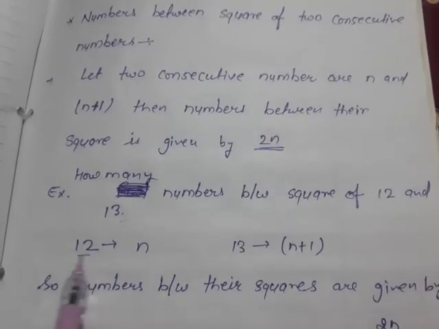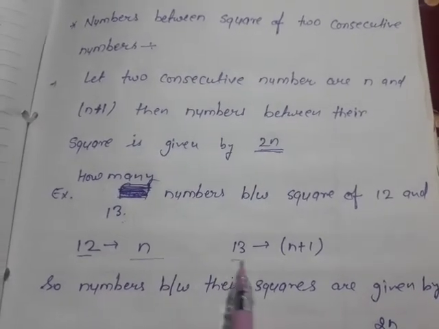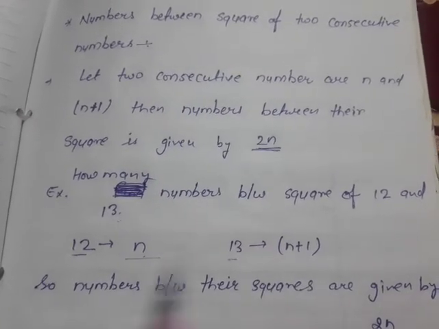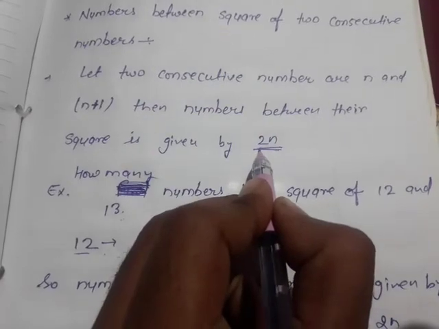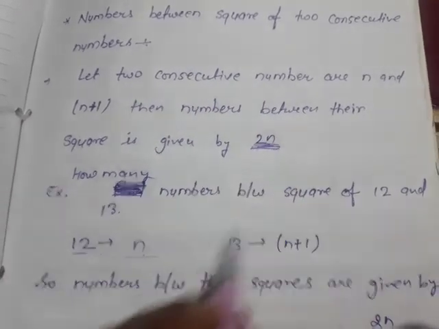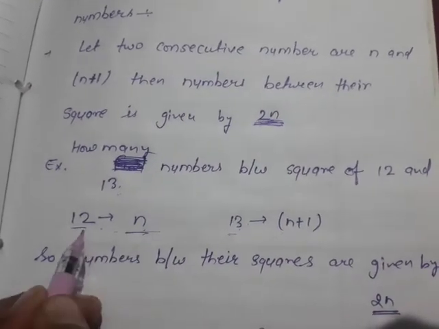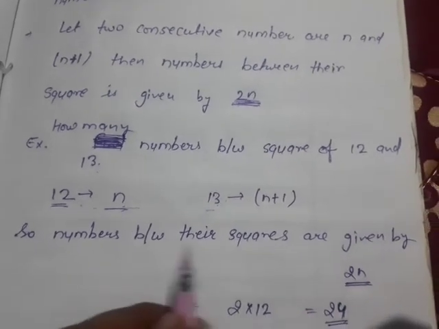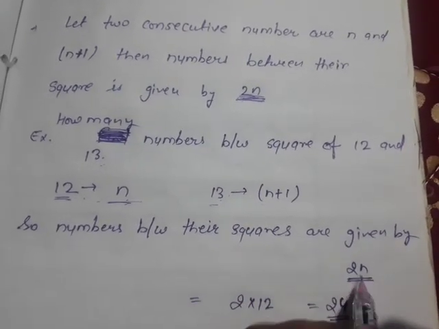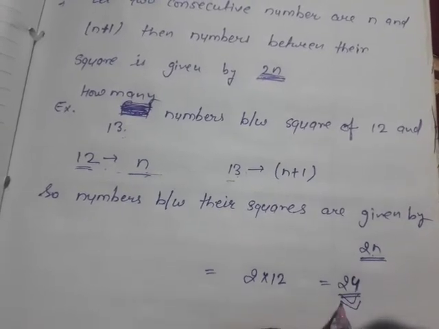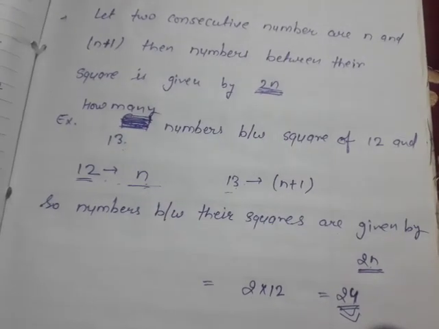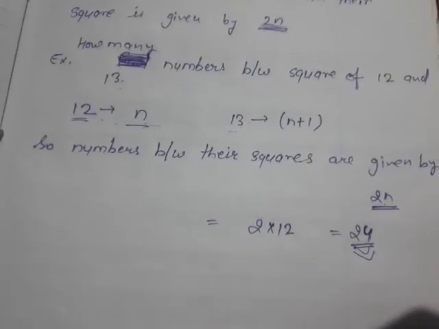12 is given by n and 13 is n plus 1. n and n plus 1 are two consecutive numbers, and the count of numbers between the squares is given by 2n, where n is 12. So the numbers between the squares are given by 2n, 2 into 12, 24. So there are 24 numbers between the squares of 12 and 13. Okay, thank you.